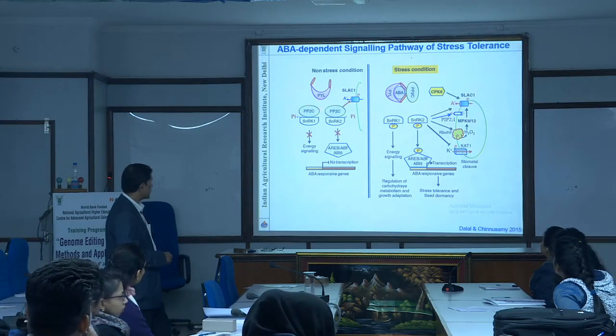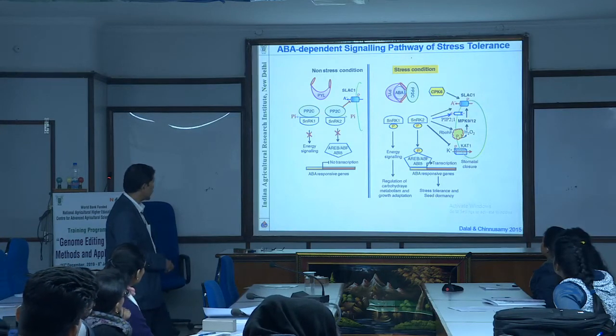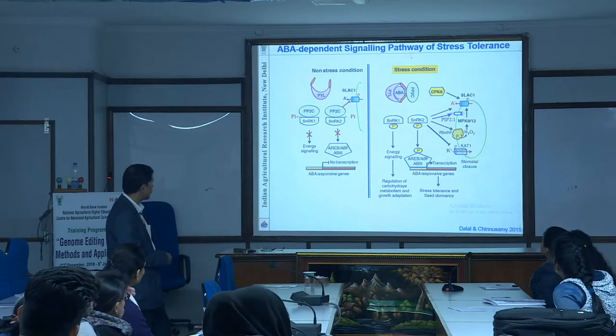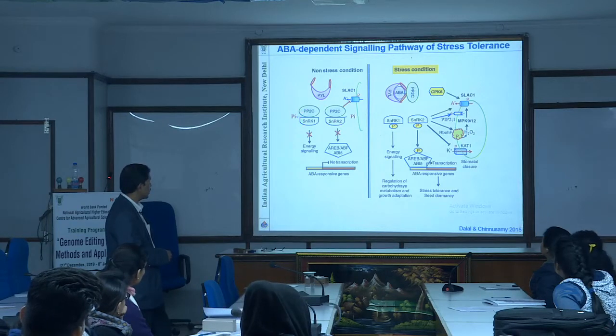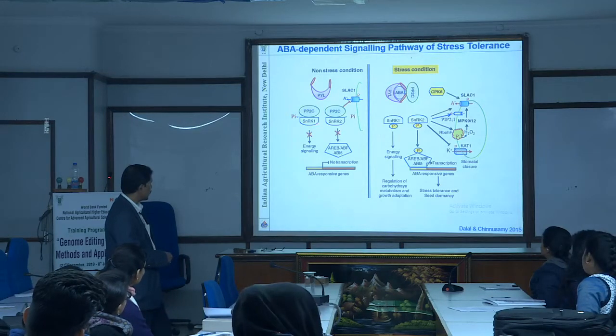When ABA is not there, the protein phosphatase 2C, clade A group of proteins, of which there are about 9 to 10 genes in different plants, interact with the SnRKs, that is SNF1 related protein kinases. These are serine protein kinases. And two different families, SnRK1 and SnRK2 family proteins, interact with this protein phosphatase 2C.